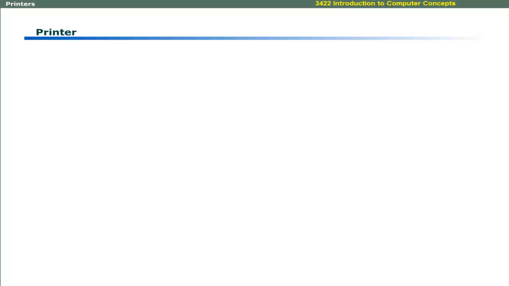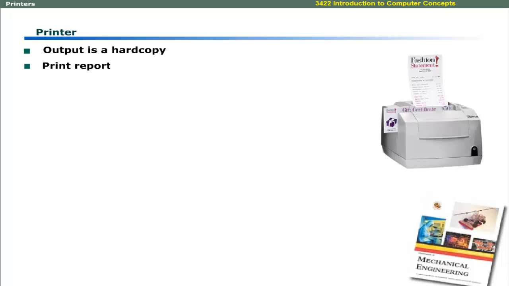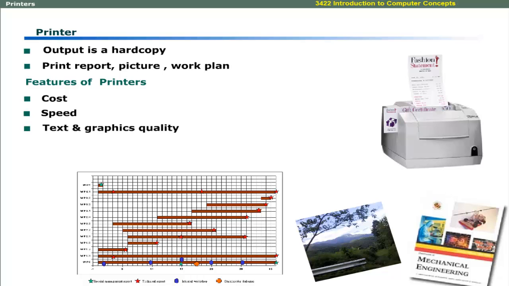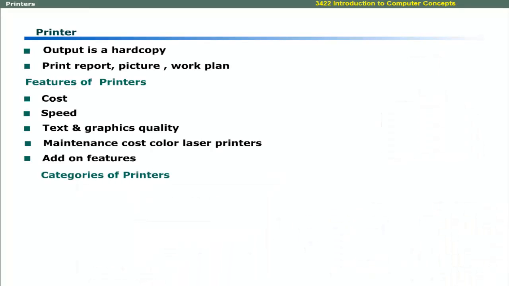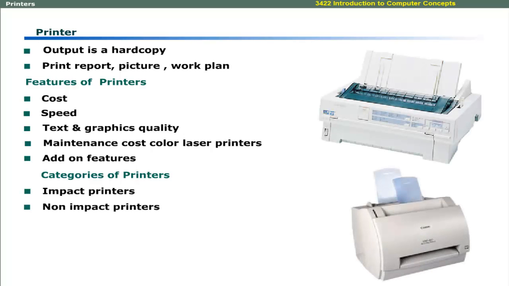The output of a printer is in the form of hard copy. You can print a report, a picture, or a work plan. The common considerations for printers are cost, speed, text and graphics quality, maintenance, add-on features, and even noise. Broadly, printers are categorized into two types. These are impact printers and non-impact printers.